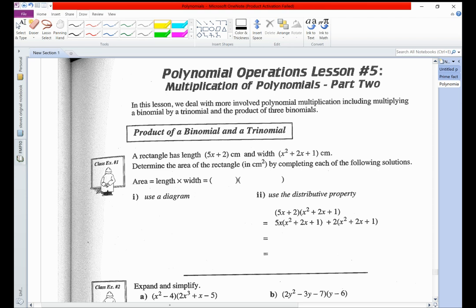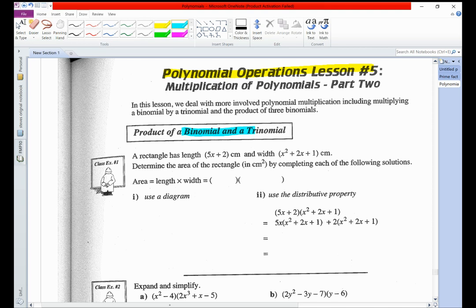Welcome everybody, and today we're looking at polynomials operations lesson 5. So we've been looking at multiplying a monomial by a polynomial, and we just looked at multiplying two binomials together using FOIL or an area diagram. And today we are going to start looking at multiplying larger expressions together.